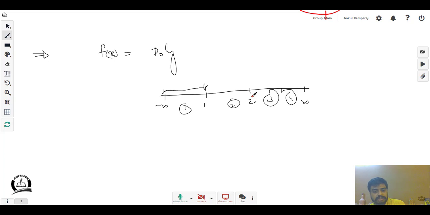There are a few more things to learn in this. We shall do them in the live class. There are some questions which might not have a critical point at all. They're always increasing or always decreasing, called strictly increasing and strictly decreasing functions. So we're going to look at that during a live class.